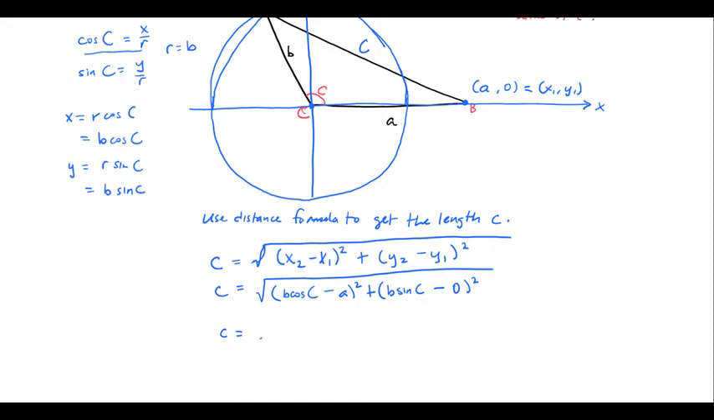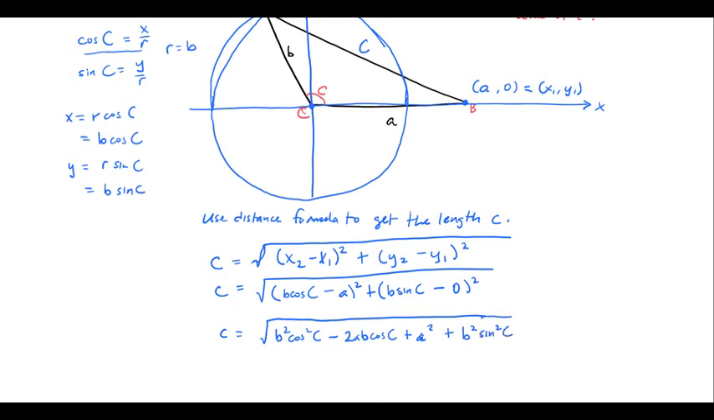This looks like a kind of a nightmare, but actually some parts of this I think are going to come out kind of nice. So if I square that first set of parentheses, I get b squared cosine squared of c minus 2ab cosine of c plus a squared. And I'll explain that in just a second. I want to go ahead and square this other thing first. So here I know that this is just, well, the subtraction by 0 doesn't really matter. This is just b sine c. The square of that is going to be b squared sine squared of c.